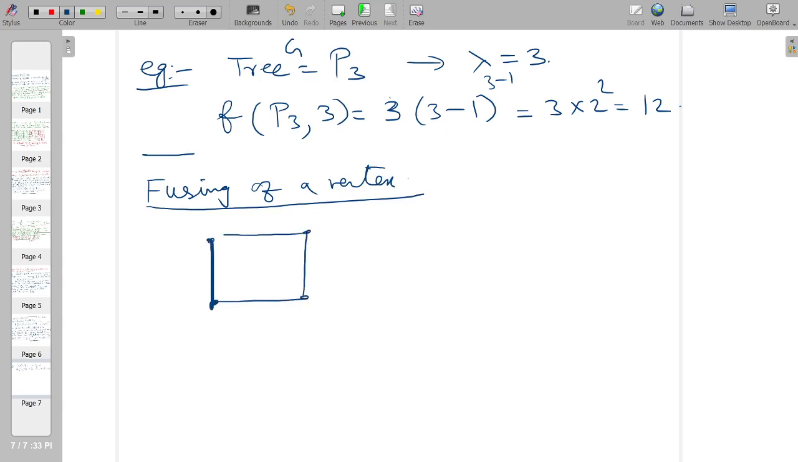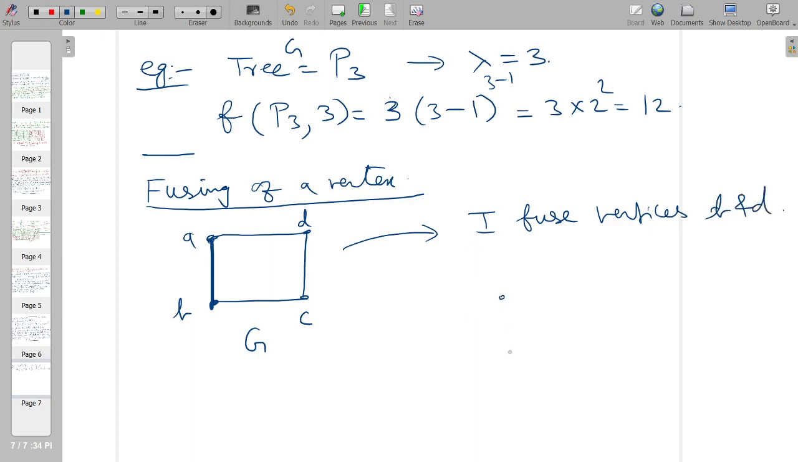Suppose I take a graph G like this, and I call these vertices A, B, C and D. Now I fuse vertices B and D. When I fuse the vertices B and D, I put D on B, and I'll have C. So you can see that A is adjacent to B, B is adjacent to C, and at the same time B is adjacent to D, D is adjacent to A, and D is also adjacent to C.